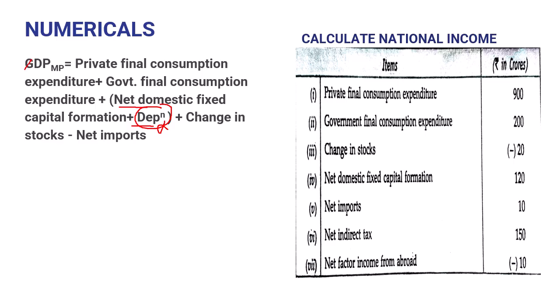We know that gross is before depreciation and net is after depreciation. तो अगर हम depreciation add कर रहे हैं तो हमारा जो aggregate है वो GDP-MP रहेगा. अगर आप depreciation add नहीं करना चाहते तो आप इसको NDP-MP कर देना. Plus change in stock minus net imports. So you will put the values and you will get the value 1190 crores as your GDP-MP.